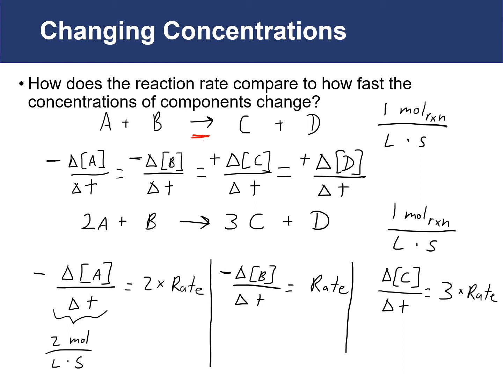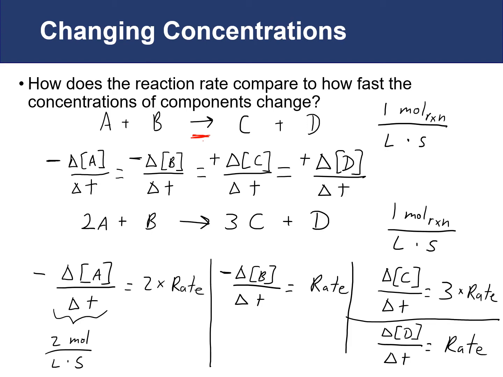If the reaction is occurring at 1 mole per liter per second, C is being formed at 3 times that speed, because each time the reaction occurs, we get 3C being formed. Our value for D, the change in concentration of D with time, would be the same as the rate. In each case, they're related to the rate, but it would be very convenient to be able to relate them to each other.